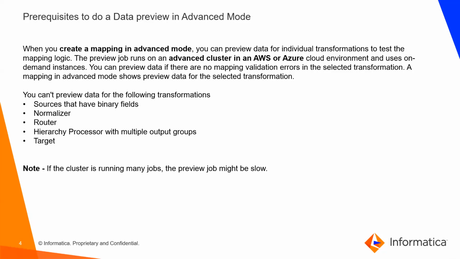You cannot preview data for the following transformations: source that have binary fields, normalizer, router, hierarchy processor with multiple output groups, target. Note, if the cluster is running many jobs, the preview job might be slow.